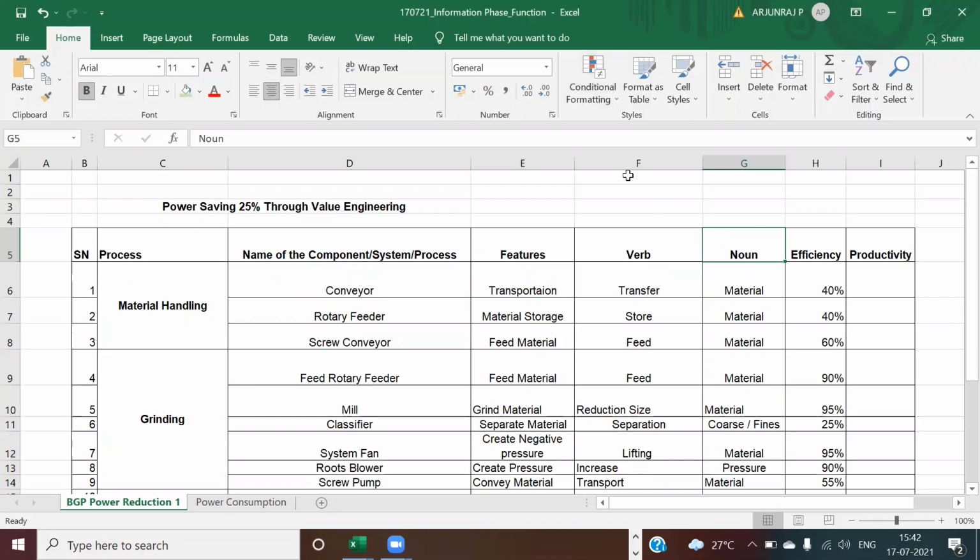Okay, so the objective here is to save the power 25% through value engineering. Yes. So the first process is going to be the material handling process, in which you have different components: conveyor, rotary feeder, and screw conveyor. So I hope you consider all the things in this material handling.